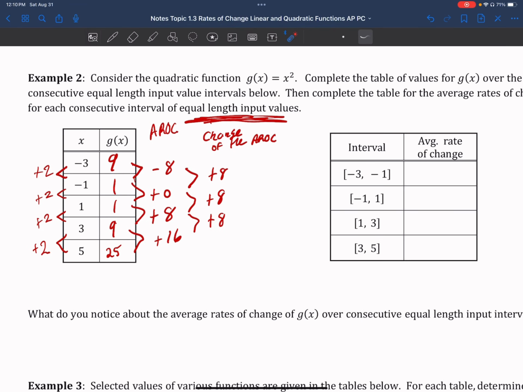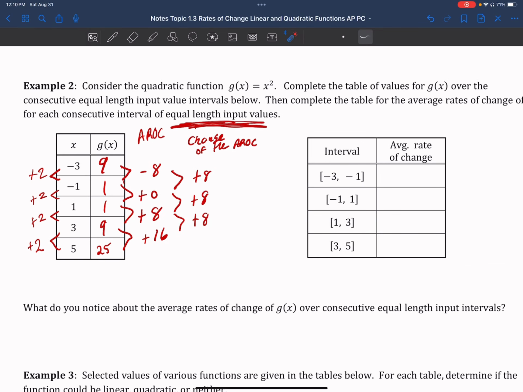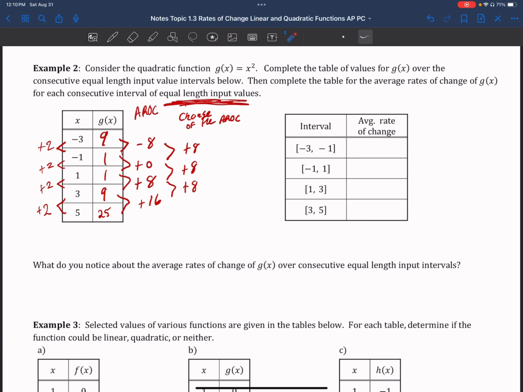So the question at the bottom says, what do you notice about the average rate of change over consecutive equal length input intervals? So we are going to talk about the average rate of change having a linear pattern, or we can talk about the change of the average rate of change being a constant. You can word it into a nice sentence like we did.